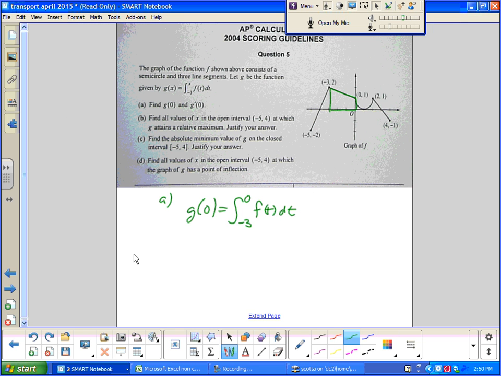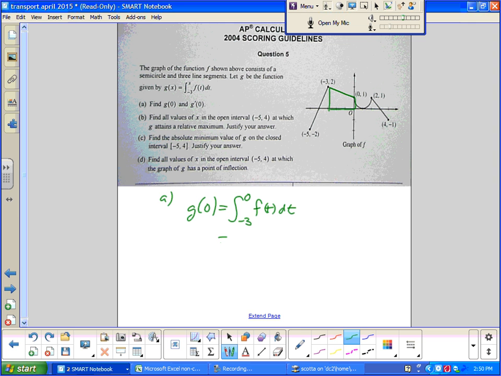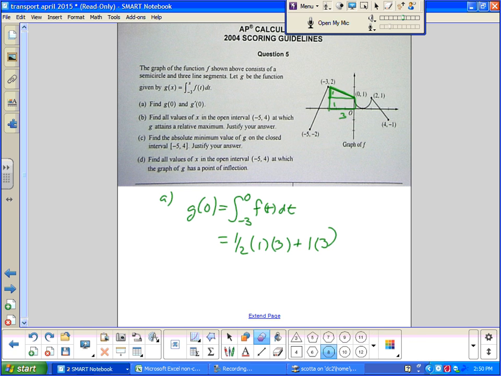So I would go equals, and I would say, here we go. I see a triangle that is 1 and 1, and the base is 3. So what I have is 1/2 times 1 times 3, plus 1 times 3. I get 3 plus 3/2, which is 4.5. And I'd write it as 9/2 because that's what I do. 4.5.